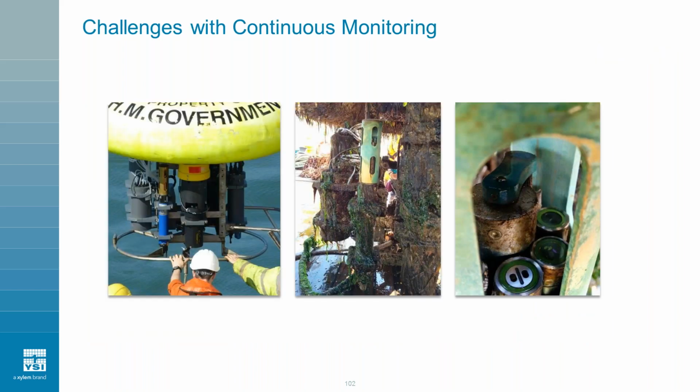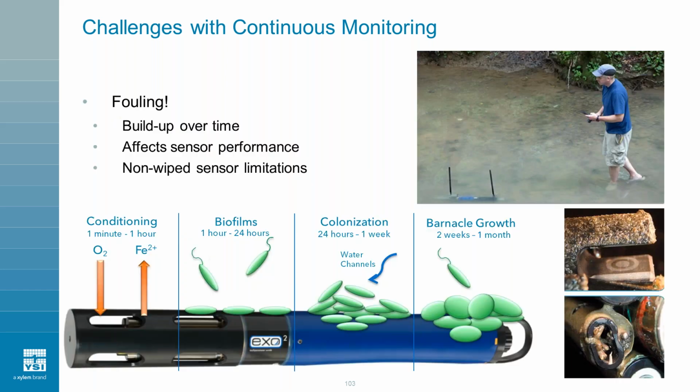So now that we've seen results of a long-term deployment, let's look at the challenges to continuous conductivity monitoring. And really, we're talking about one thing in particular. Can anyone guess what that might be? Fouling. That's right. The buildup of material which can affect the sensor performance. The longer the sensor is deployed, the greater the effects of fouling.